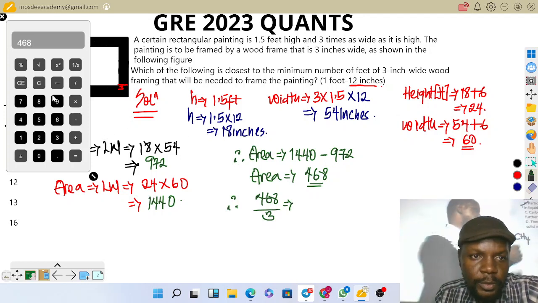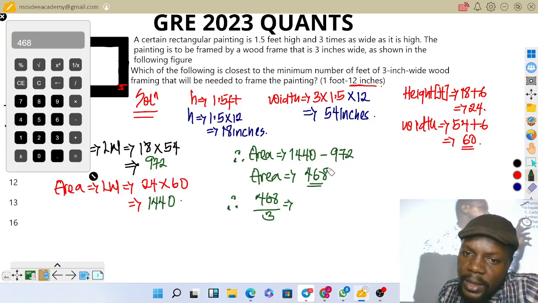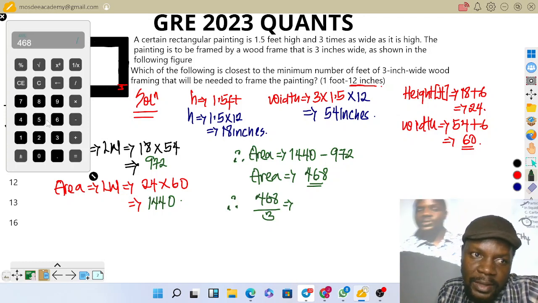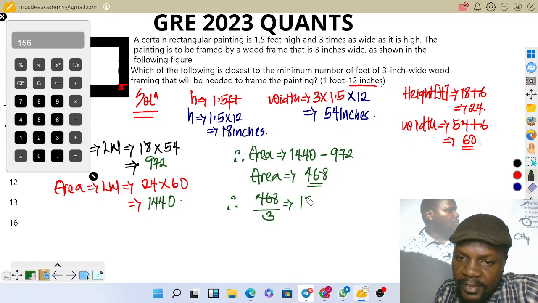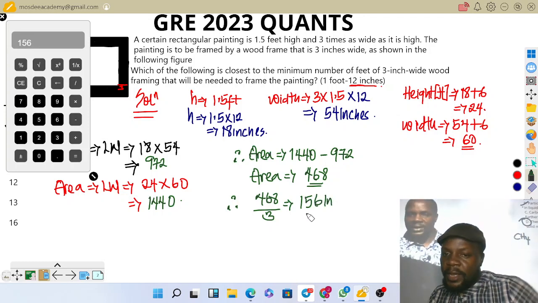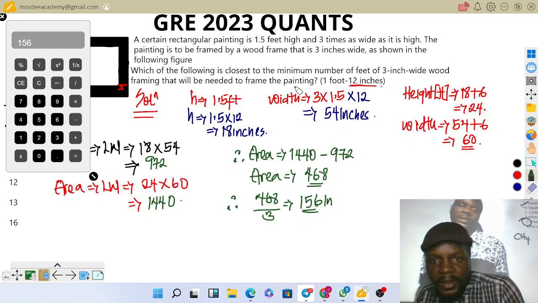Yes, of course. It should be divided by 3 because I'm looking for the number of 3-inch-wide pieces. So if the total area of the frame is 468, the number of 3-inch-wide pieces will be this value divided by 3, and I have 156 inches for each of them. But remember, that is the framing that will be needed to frame the painting.